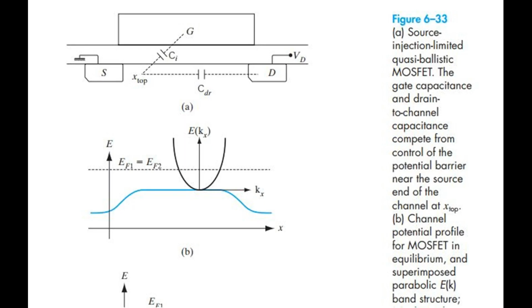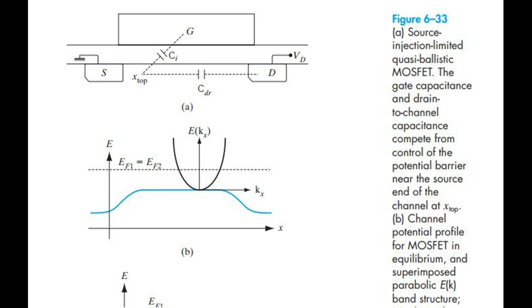Figure 6.33. A. Source injection limited quasi-ballistic metal oxide semiconductor field effect transistor. The gate capacitance and drain-to-channel capacitance compete for control of the potential barrier near the source end of the channel at X. B. Channel potential profile for metal oxide semiconductor field effect transistor in equilibrium, and superimposed parabolic band structure. C. Channel potential profile with drain at Vd showing partial transmission of electron waves over top of barrier.